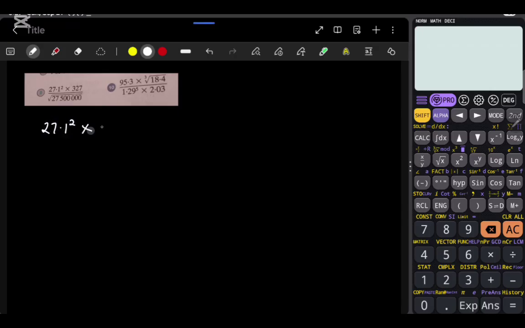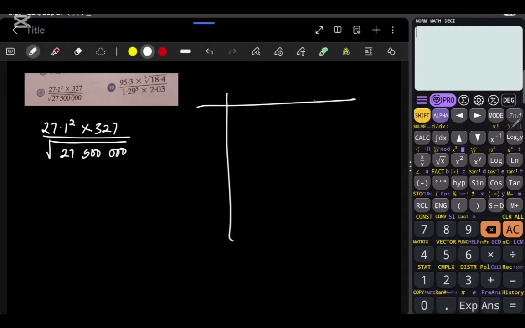27.1 raised to the power 2 times 327 all over the square root of 27,500,000. So here I'm going to draw a table with 3 columns: number, log, then this extra space just in case we need it. I'm going to start with the first number here, 27.1 squared.